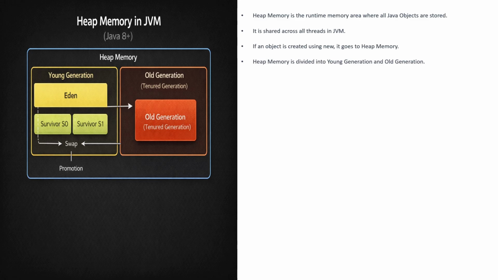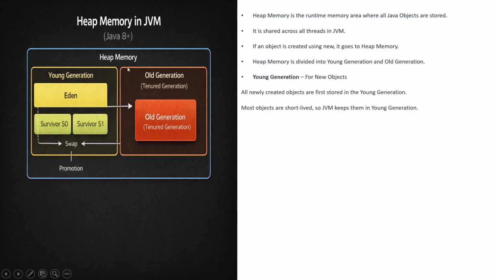Heap memory is divided into two categories, young generation and old generation. You can see here it is divided into two categories. This is young generation and this is old generation. So what is young generation? Young generation is used for creating new objects. All newly created objects are first stored in the young generation. Most objects are short-lived, so the JVM keeps them in the young generation.